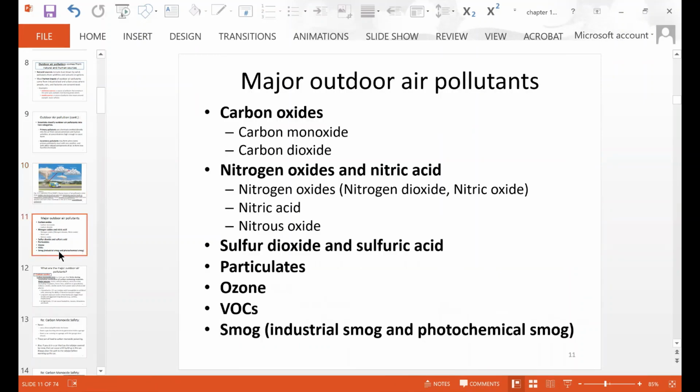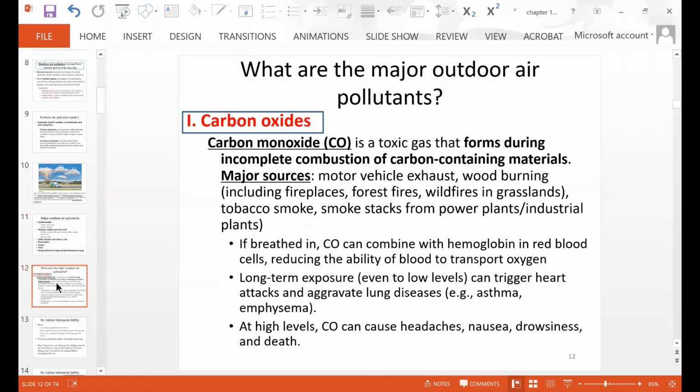This is a list of major outdoor air pollutants. We have carbon oxides, such as carbon monoxide and carbon dioxide, nitrogen oxides and nitric acid. Then we also have nitrous oxide, sulfur dioxide and sulfuric acid, particulates, ozone, VOCs, and smog. And there's industrial smog and photochemical smog. And then we will go into the details of all of these.